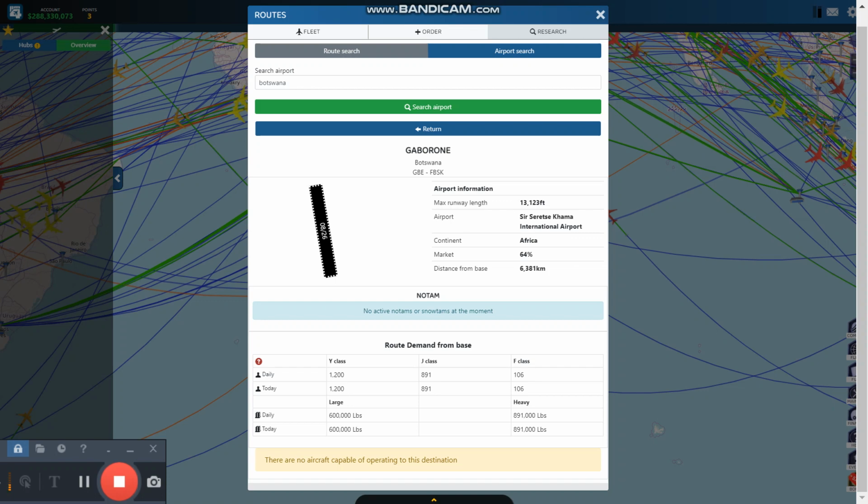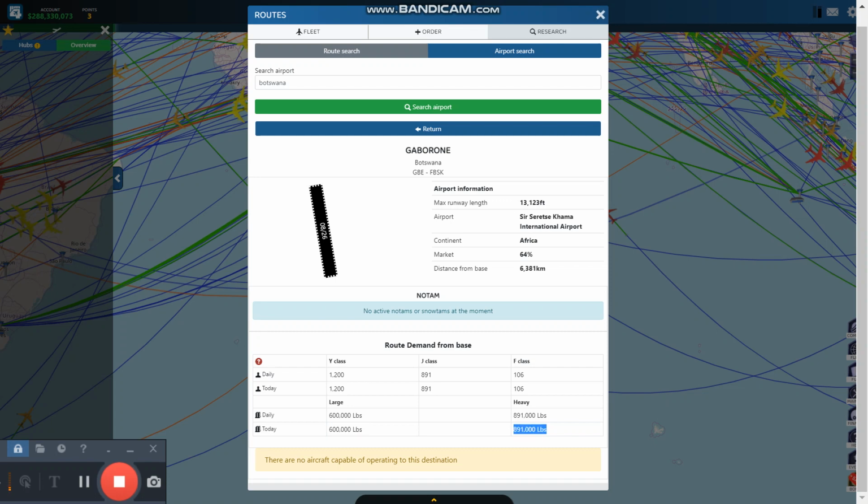I didn't understand the demand until today. It's been almost a year that I've been playing the game. So I'm going to look up this particular one. It says Gaborone, Botswana. And you see, we're going to look at the large. It's 600,000, and this one's 891,000. These numbers mean absolutely nothing. They're not accurate. Remember these numbers: 600,000 and 891.